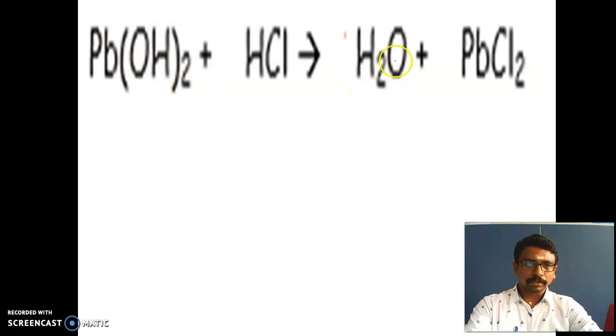In the product, in the water molecule H2O, it's only one molecule of H2O, so how many oxygen atoms, children? Only one. So here we have to put 2 first. If we put 2, now the oxygen is balanced.